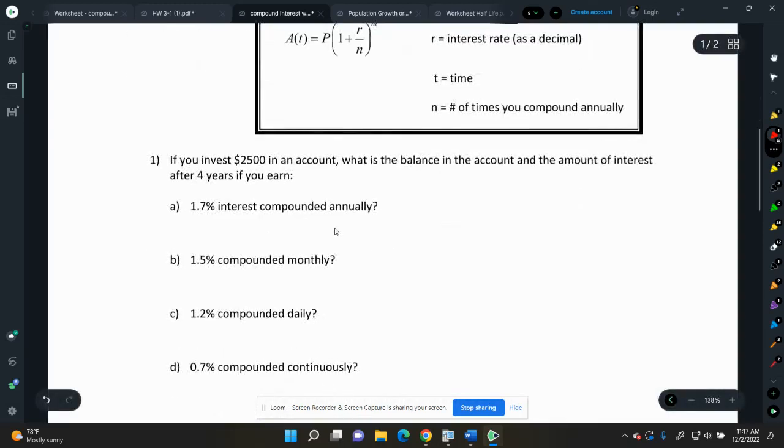See if we can plow through this. I'm just going to give you the amounts for the first page here. So for annually, we get 2674.38. We good with that? Okay, what do we get for part B? 2654.49. Good. Part C? There you go, 2622.92. And then part D is continuous.